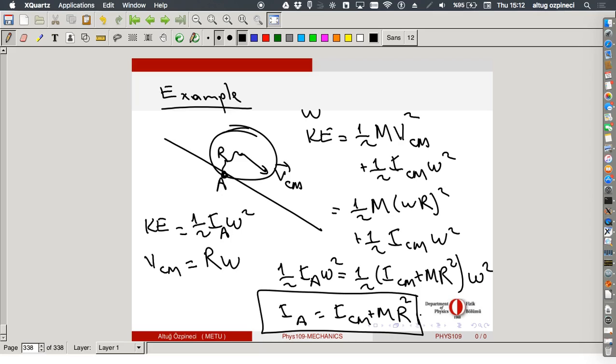There might be friction, there might be other effects whatsoever. I don't really consider them. The only thing I know is that it is rolling without slipping down an incline, and at a given instant, it has angular velocity omega.